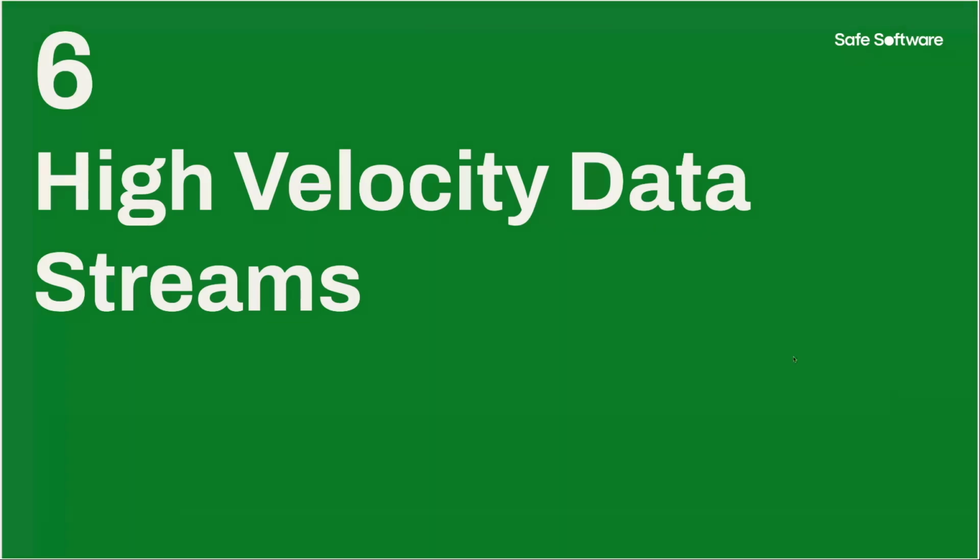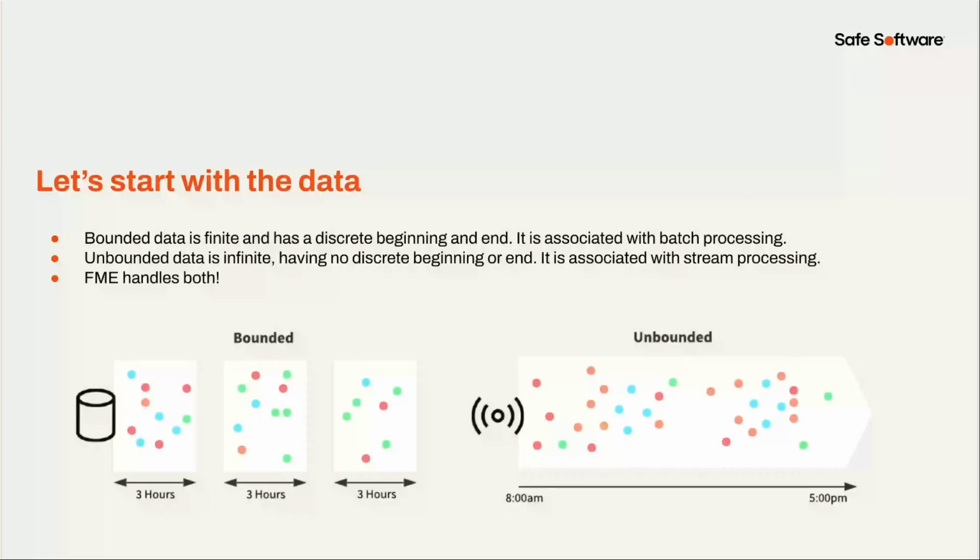So let's start with the data. There's kind of two groups of data when we're talking about doing data integration. We've got bounded data and unbounded data. So far we've talked about working with bounded data. So this is data that's finite. It has a discrete beginning and end.